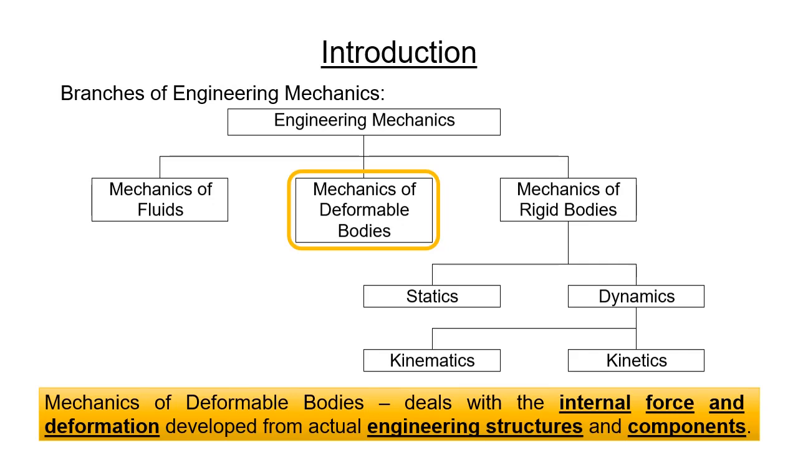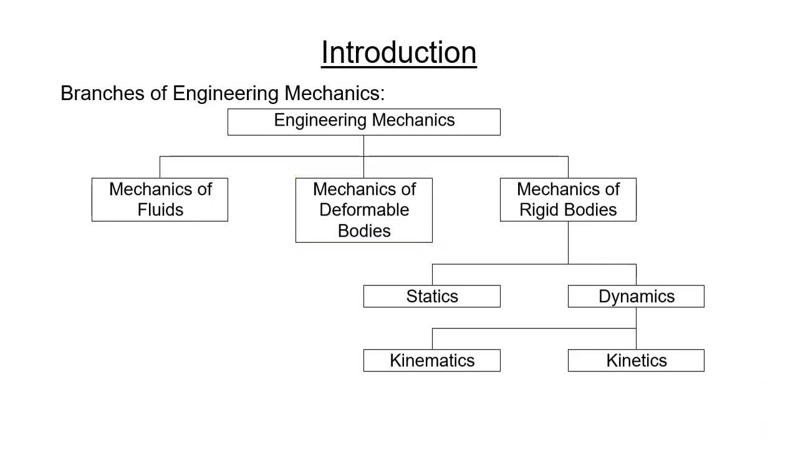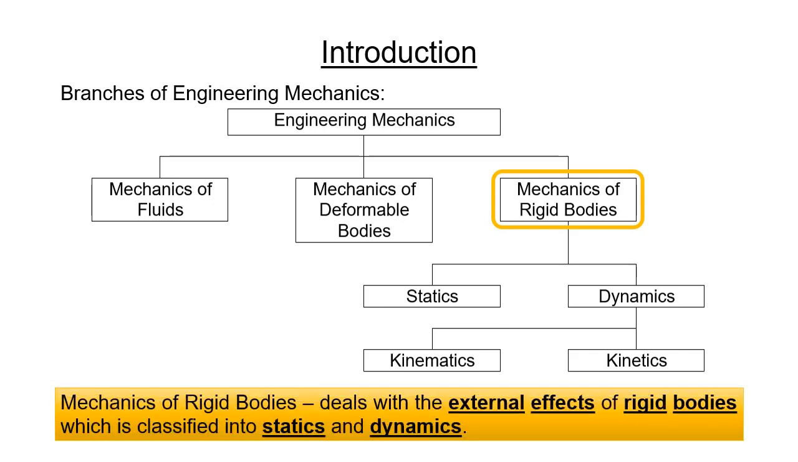A deformable body is defined as any body that changes its shape and volume, while being acted upon by any kind of external force. The last branch of engineering mechanics is the mechanics of rigid bodies. It deals with the external effects of rigid bodies, which is classified into statics and dynamics. A rigid body is a solid body in which deformation is zero, or so small that it can be neglected.